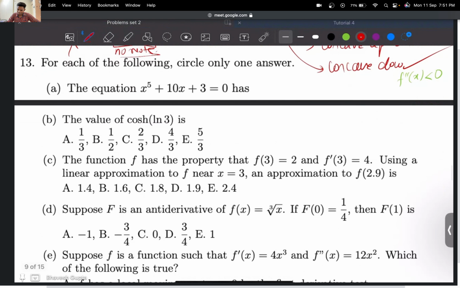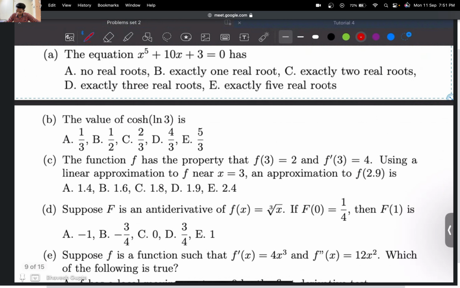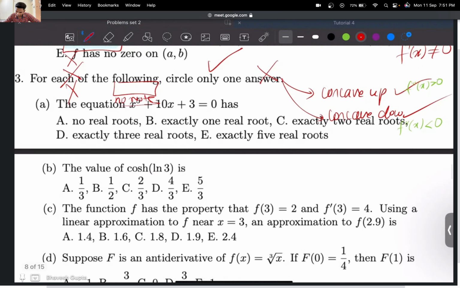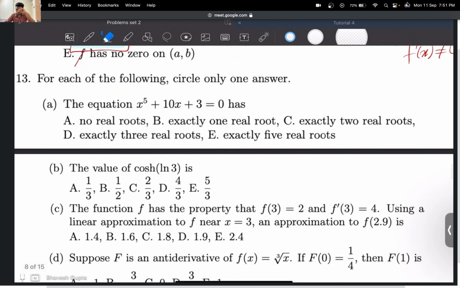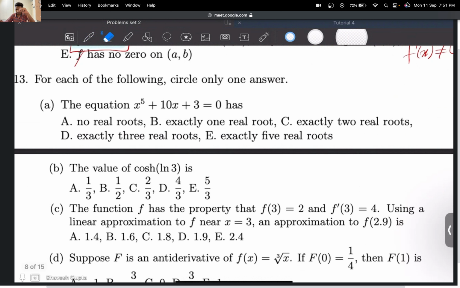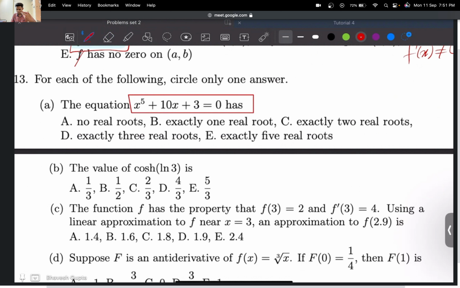Okay, so the 13th question basically, again, you have to select the correct answer. Okay, so this is the complete question. So for this 13th question, we have this equation, and the first part they ask, it has no real roots, exactly one real root, exactly two real roots. Then exactly three real roots, sorry, second last, then last is exactly five real roots.